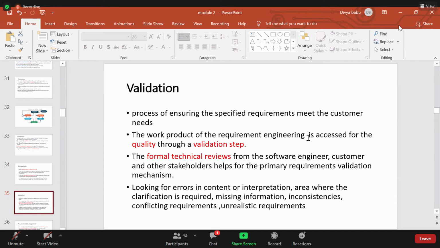We ensure that the requirements which we collected meet the customer need. This is what the customer asked me. Sometimes we will interpret in our own way. What the customer is asking, we understood in some other ways. So we should make sure before you start, you have to validate it. That is a process called validation phase. Otherwise, you will create a quality product, but it's not the user requirement. It should justify the user requirement.